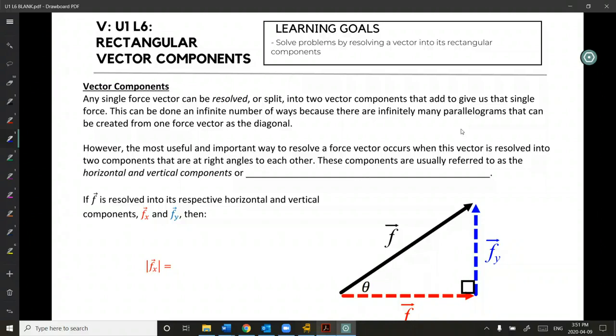Now this can technically be done in an infinite number of ways. If we imagine a vector here, I could split this like this, or I could split it like this. I can split this into an infinite amount of parallelograms that can be used to create that single vector. Now, the most useful and important way that we can resolve a single force or vector is when it's resolved into two components, which are called rectangular vector components, also referred to as horizontal or vertical components of the vector.